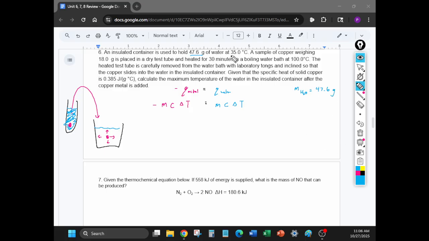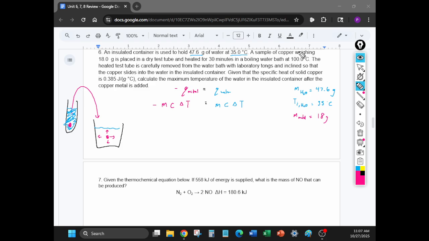And then it tells you that the water is at 35 degrees Celsius. So the initial temperature of the water is going to be 35 degrees Celsius. And then it says a sample of copper weighing 18 grams. So the mass of your metal is going to be equal to 18 grams. And then it says you heat it up in a boiling water bath at 100 degrees Celsius.